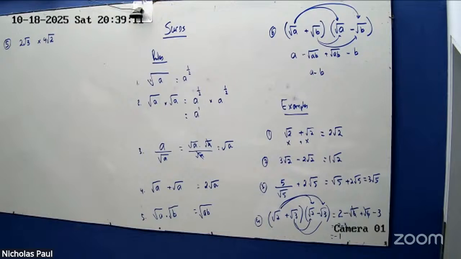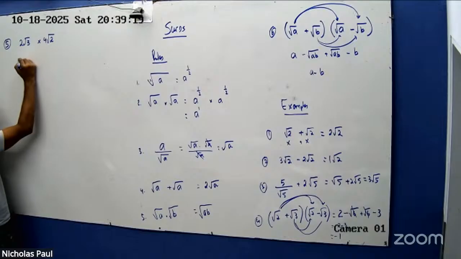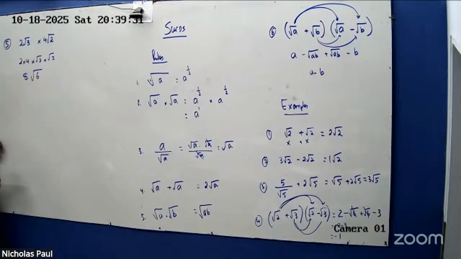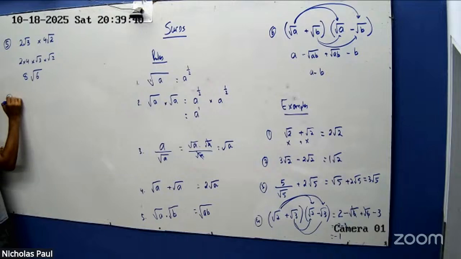We do a similar thing: bring the like terms together, multiply them, and then multiply root 3 by root 2. 2 by 4 is 8, and root 3 by root 2 is root 6. That's okay? So you multiply the numbers, then the surds. And one last thing.